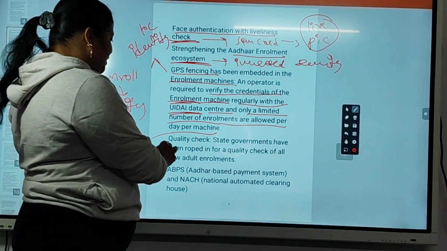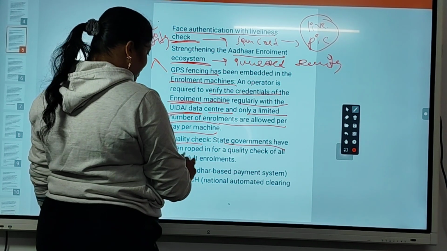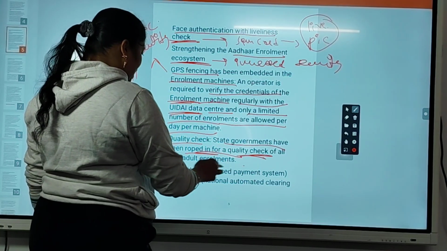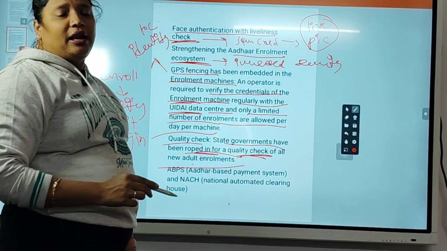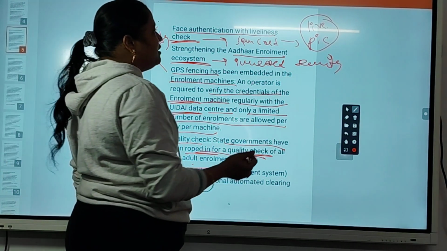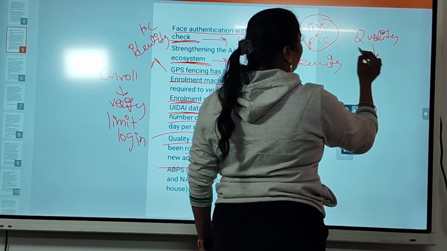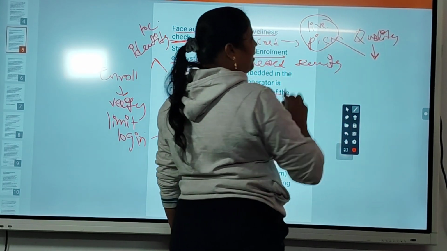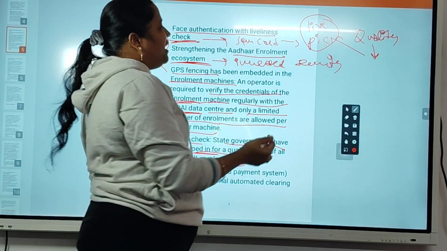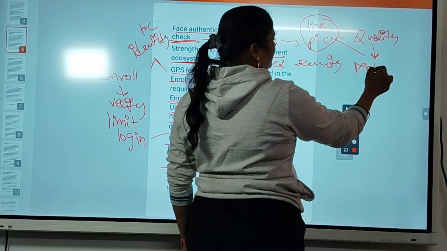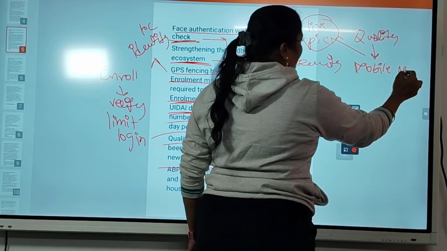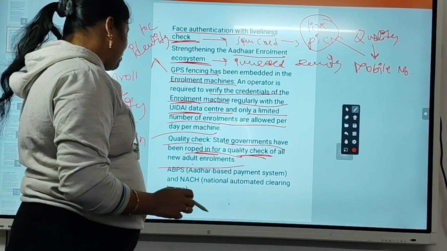Okay, so quality check. State governments have been roped in for a quality check of all new adult enrollments. Even for new adult enrollments, there will be a quality check also. Whether really they are taking the live person's picture or not, whether the mobile number is true or fake. Like these things, the quality of the data also they will check.